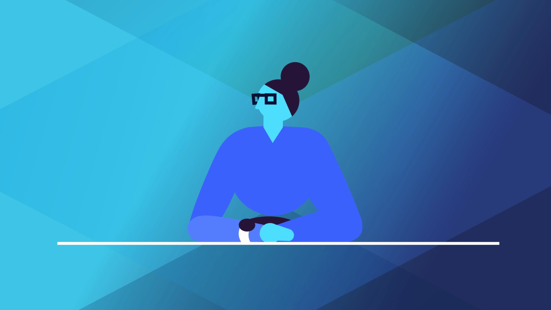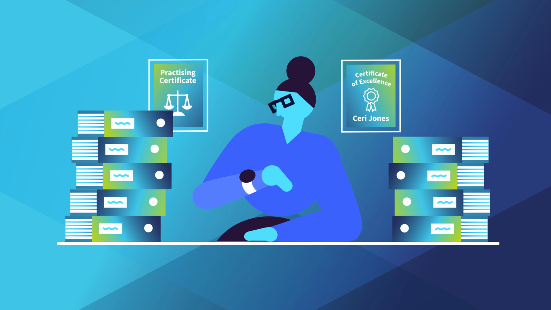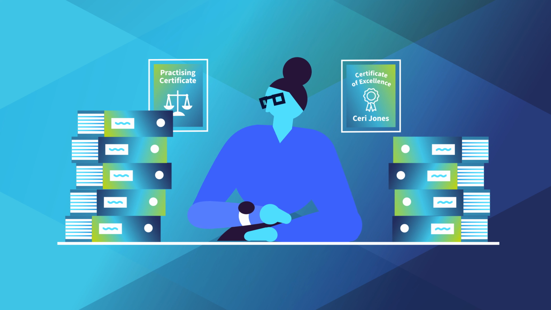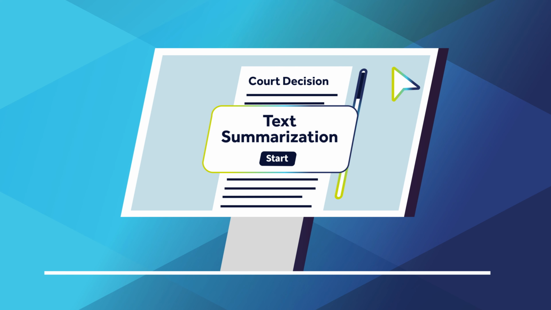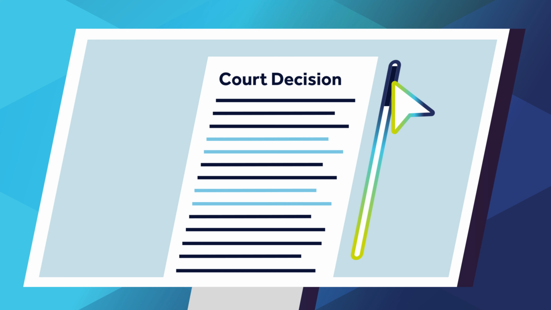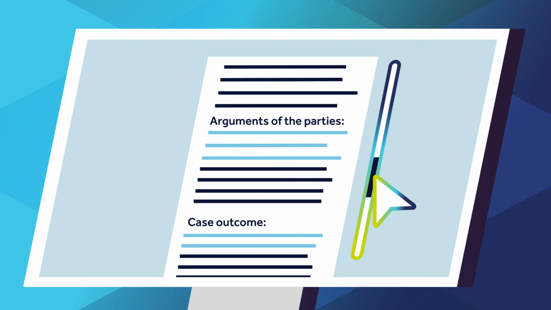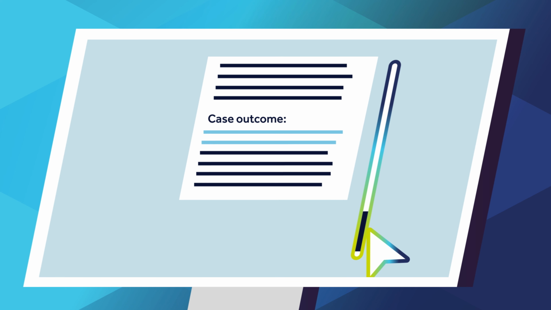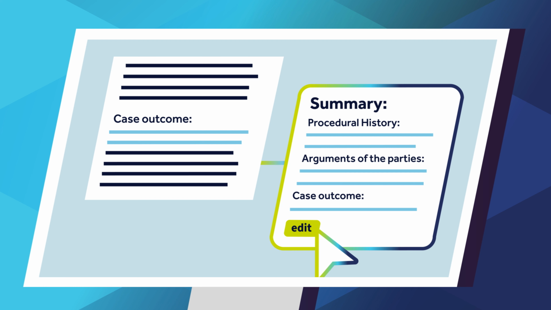This is Kerry. Like many of her colleagues in the legal profession, Kerry is busy. Too busy, in fact, to get through all the tasks on her mammoth to-do list for the day. She has been given the task of writing case summaries, which takes a lot of time and expertise. Luckily, text summarization tools can support her with this task by pulling out essential information in court decisions and other relevant documents, information such as the procedural history of the case, the arguments of the parties, or the outcome of the case. Such information is then transformed into a summary that Kerry can read and amend as necessary.